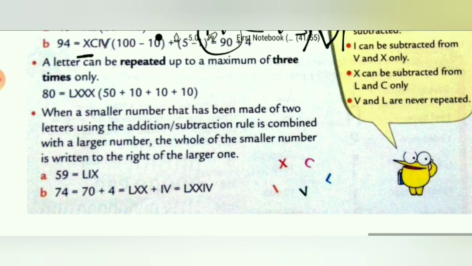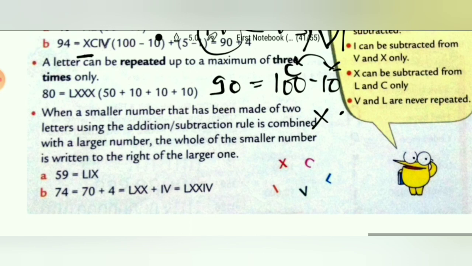A letter can be repeated up to a maximum of 3 times, not 4 times. See, 80 we will write as 50 plus 10 plus 10 plus 10. So LXXX. But for 90, how will we write it? 90 we will write as 100 minus 10. 100 is represented by C and 10 by X. So here we will write XC. Just now we have done that.